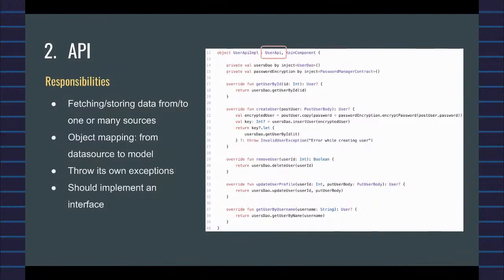This layer should throw its own exceptions, because if you want to disconnect the different layers, you need to create your own exceptions in this layer, and should also implement an interface. So as you can see at the top, user API is the interface that we are using here.